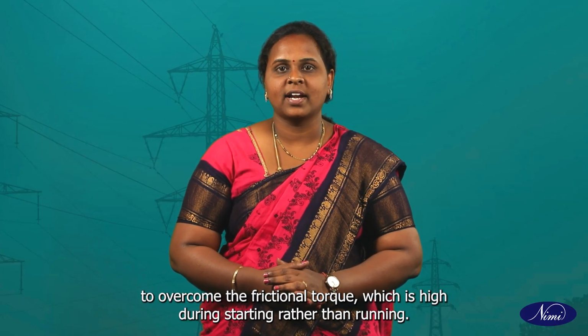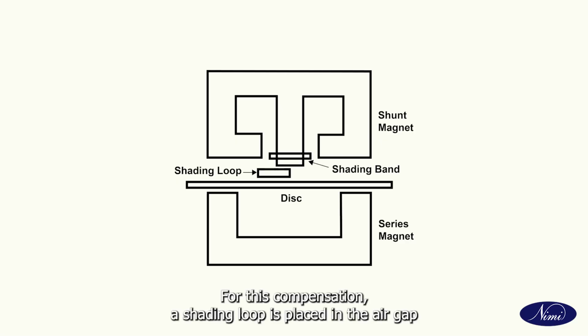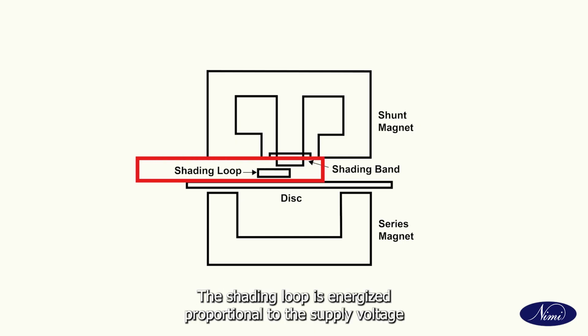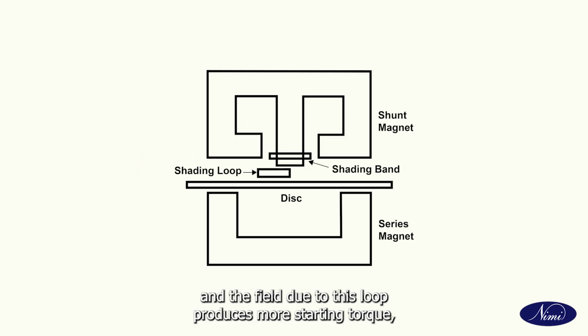For this compensation, a shading loop is placed in the air gap between the shunt magnet and the disc so as to cover a region of the center limb and a pole of the shunt magnet, as shown in the figure. The shading loop is energized proportional to the supply voltage, and the field due to this loop produces more starting torque, which is enough to overcome the friction torque at the starting.